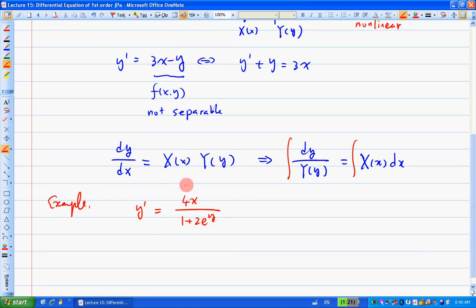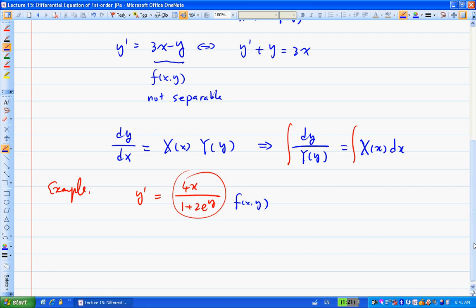So here the whole right side is f of x, y. I think I can call this 4x capital X of x, and I can call this term capital Y of y. So there are two functions basically.